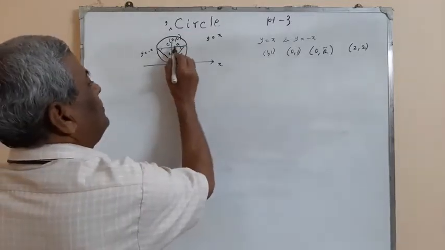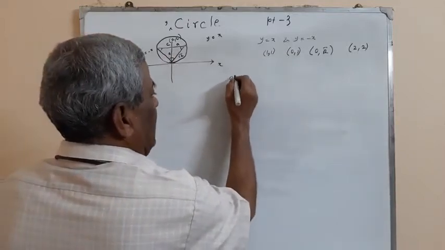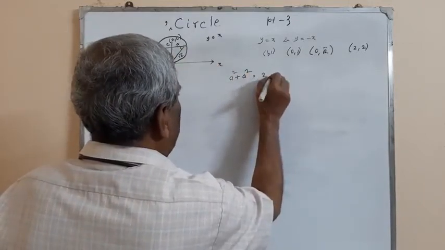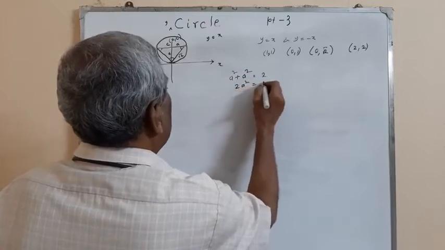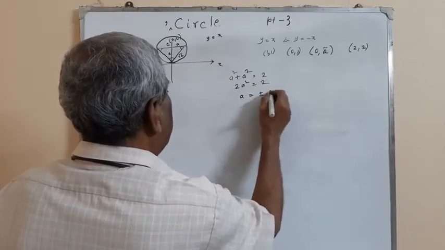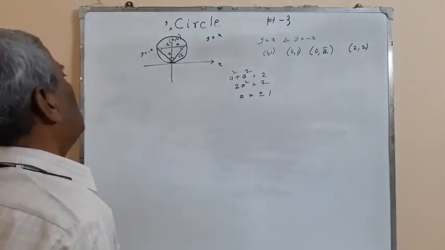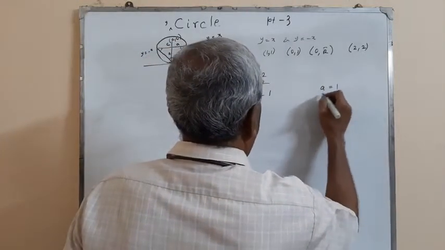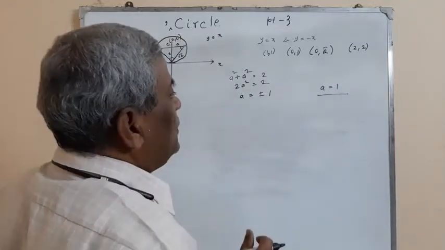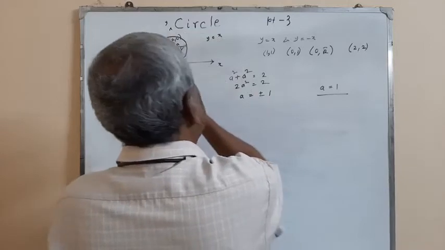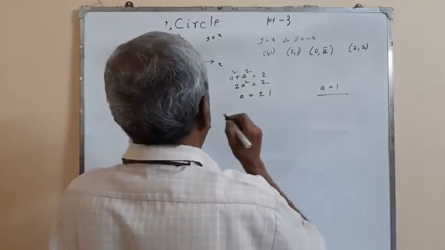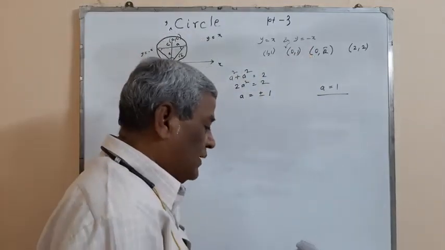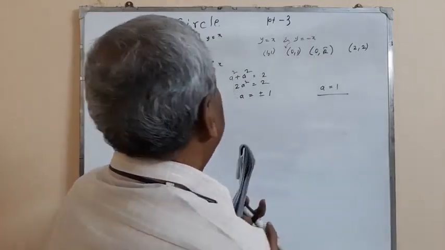Therefore from the right angle triangle we get a square plus another a square is equal to root 2 whole square. That is 2a square is equal to 2, that is a is equal to plus minus 1. But because the center lies above the x-axis, a is 1. So the center lies on the y-axis, the x coordinate is 0, and this is a, which means 1. So (0, 1) is the center of the circle.